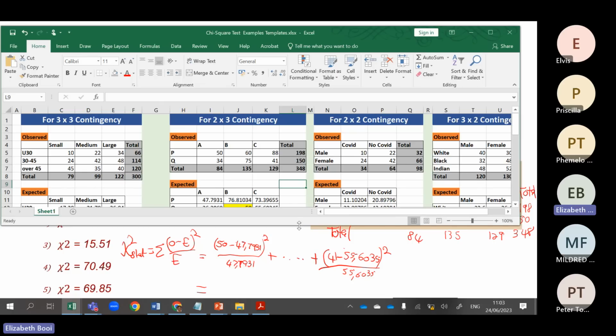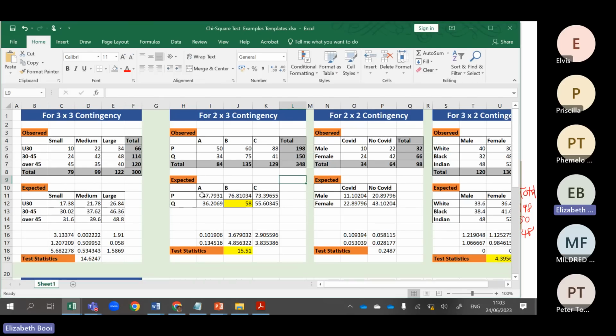So once we have calculated the expected value, this will calculate your expected value automatically. In order for me to increase the decimals on this one, you just use the increase decimal button. And this bottom part where I've got values here, I am calculating the formula observed minus expected, squared, divided by the expected. It is just taking the observed, which is 50, minus 47.7931, squaring the answer and dividing by 47.7931, and that will give you this value.